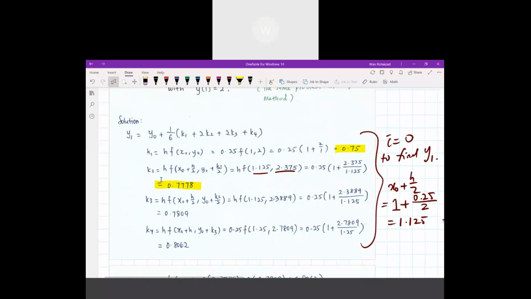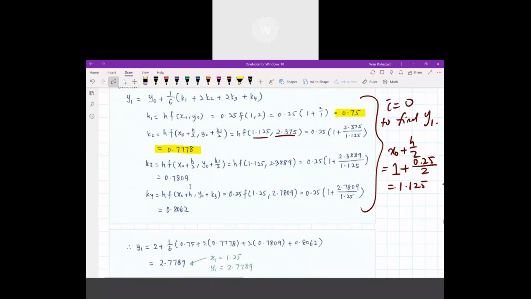K2 equal to 0.7778. Now make sure to do this calculation carefully, because if you make a mistake in k1, automatically you will make a mistake for k2 and so on. So please calculate carefully.